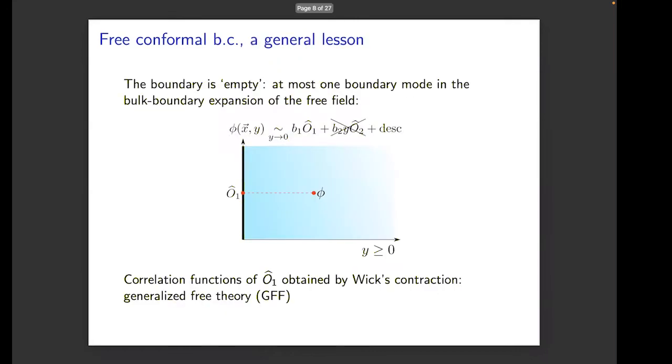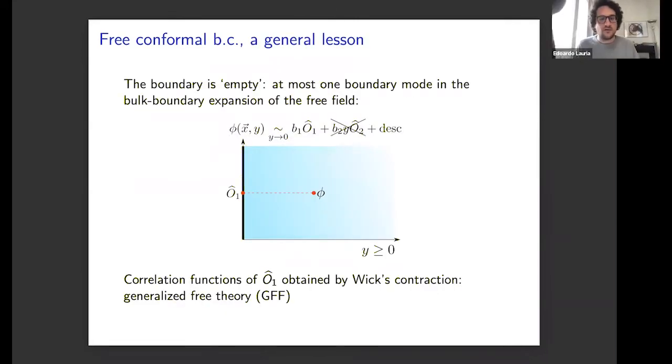No, you're welcome. So the general lesson is the following. You can think of the free conformal boundary conditions for these free theories as a case in which there is nothing on the boundary. All you have is some interesting theory in the bulk, and there are no additional degrees of freedom on the boundary beside those that are coming from the bulk. And as a consequence of this, once we study the equations of motion and impose the stationarity of the action, if you study the bulk to boundary expansion of the free field, you find at most one boundary mode.